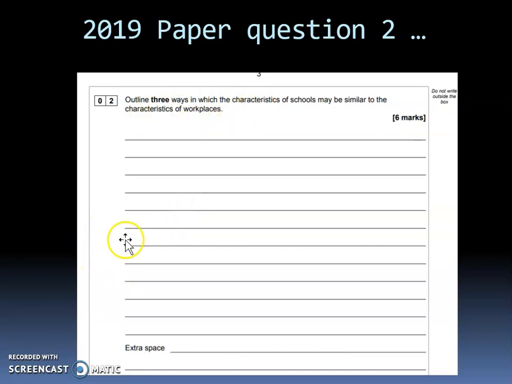So the trigger words in this question are the ways, characteristics of school, and is similar to the characteristics of the workplace. So there's lots for you to be thinking about when you're answering this question. By identifying the first way of the characteristic will get you 1 mark, and stating how the characteristic of school is similar to a characteristic of a workplace will get you the 2nd mark.